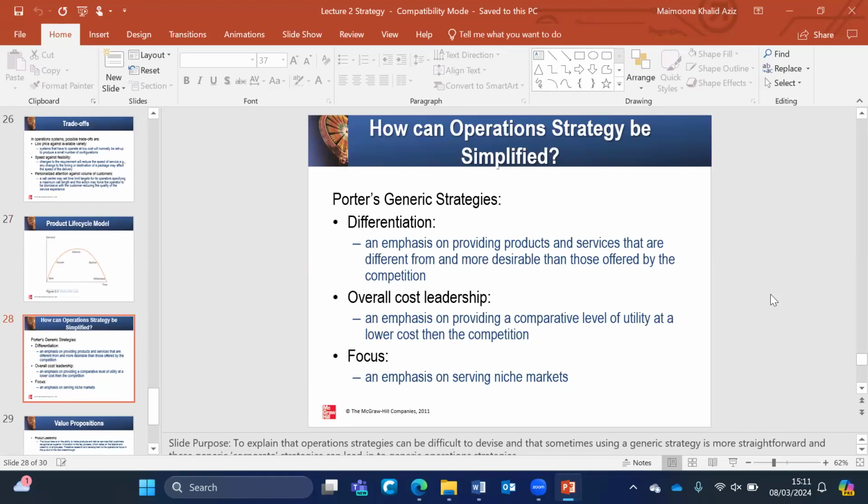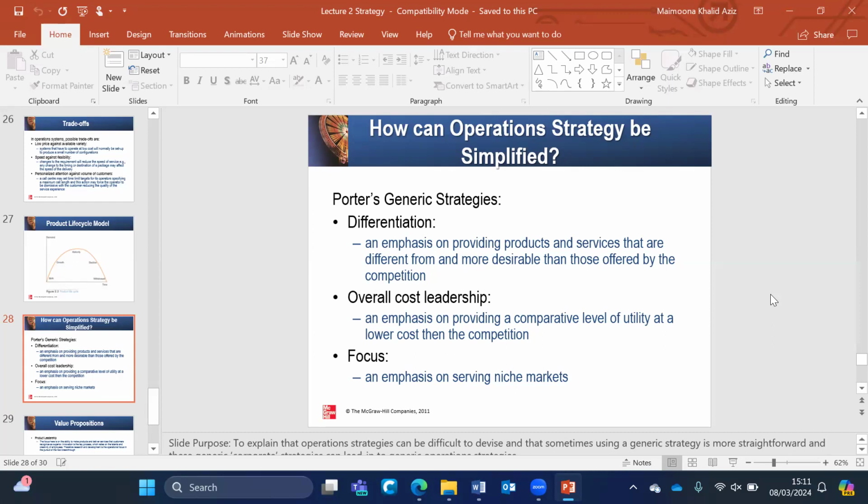How operation strategies can be simplified. I'm sure you guys have heard of this a lot of times. There's 3 strategies that are called Porter's generic strategies. There's differentiation. In this one, you aim to make your product so different and desirable from the competition that you can charge premium prices. The next one is overall cost leadership. That means you try your best to keep your costs low so that you can have your price low as well, and you can offer the customers an affordable product.